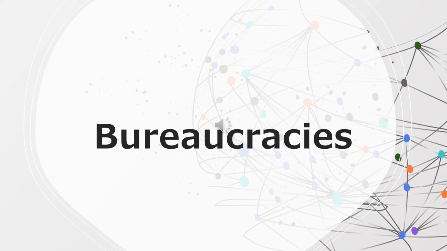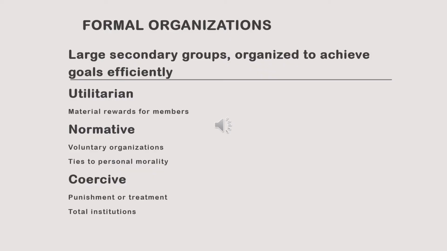Now we are on to really, really large groups, often called formal organizations. A good example of that, which we have narrowed down and classified, is a bureaucracy. Formal organizations are large secondary groups organized to achieve goals efficiently. And they can be seriously large, with thousands and millions of people.